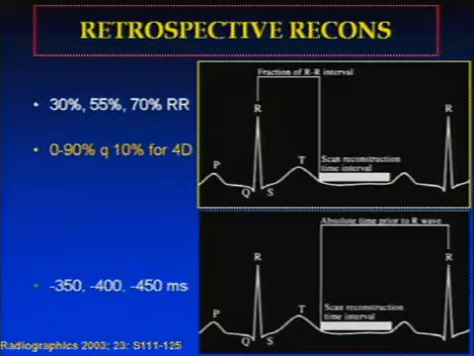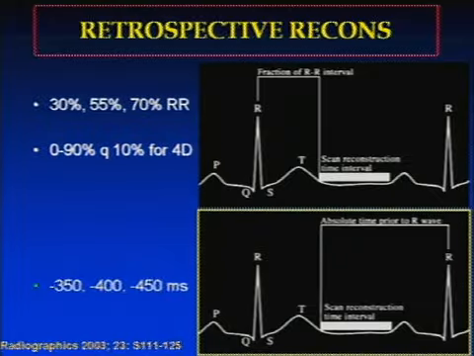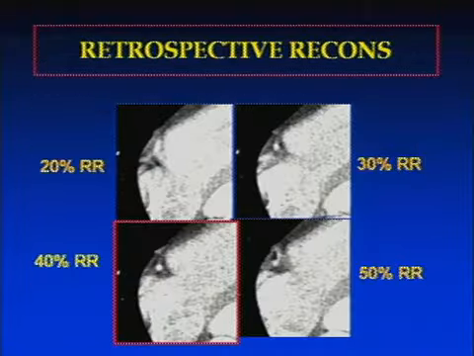The other thing you can do, rather than doing a percentage of the RR interval, is to reconstruct an absolute time point either prior to or following the R wave. And we typically will also reconstruct at -350 milliseconds, -400, and -450 milliseconds on the Siemens scanner.